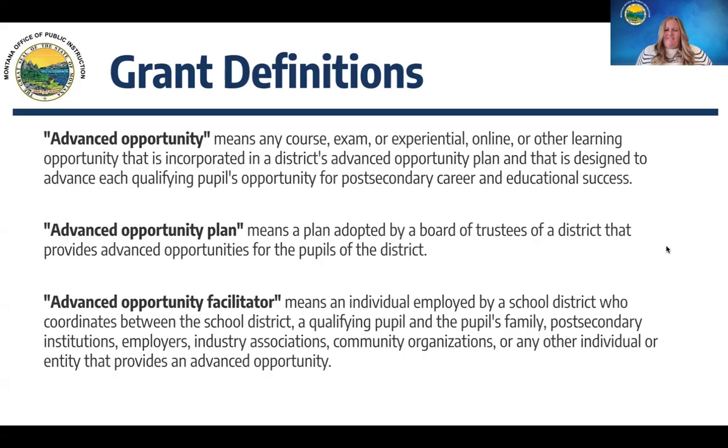A second thing is that advanced opportunity plan that has to be board approved. So if we have districts who might be new to applying for this, you want to ensure that advanced opportunity plan is board approved, and that is submitted with your initial application. It doesn't have to be submitted with your annual report though, but we'll talk about the measurable objectives, and those should come directly from this advanced opportunity plan that was initially submitted.